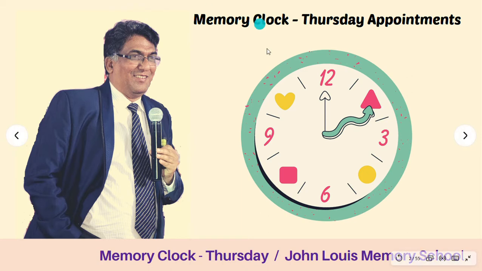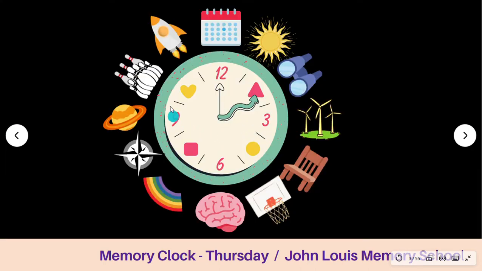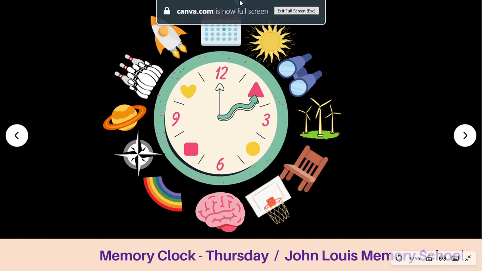In this presentation, what we are going to say is memory clock for Thursday appointments. Let us consider we work from morning 7 o'clock to evening 6 o'clock. Therefore, we will have 12 hours. So the basic logic here is convert every meaningless number into some meaningful picture and associate the picture of what you have to do every day with a particular picture for that hour. That's it. That's the secret.